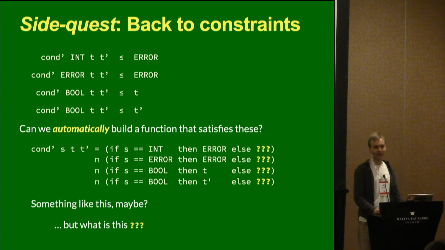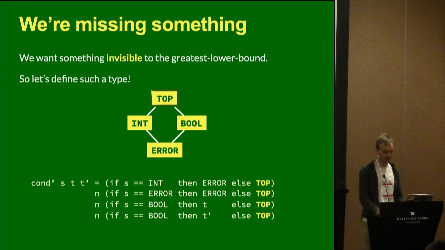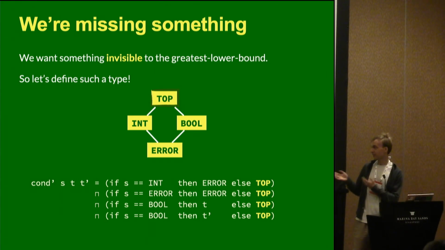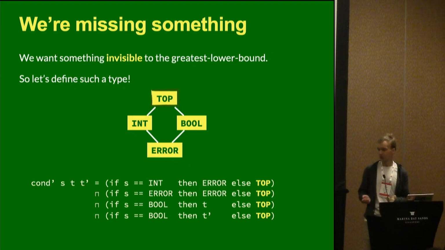But the great thing is that we have control over our partial order. So we can just introduce a type that is invisible to the greatest lower bound, and actually this is the top type. Top is greater than anything, so the greatest lower bound of top and anything else is anything else. And this lets us write this definition here totally mechanically. There's no thinking at all, after changing the ordering. This is a valid definition. This satisfies the constraints. This is con prime.